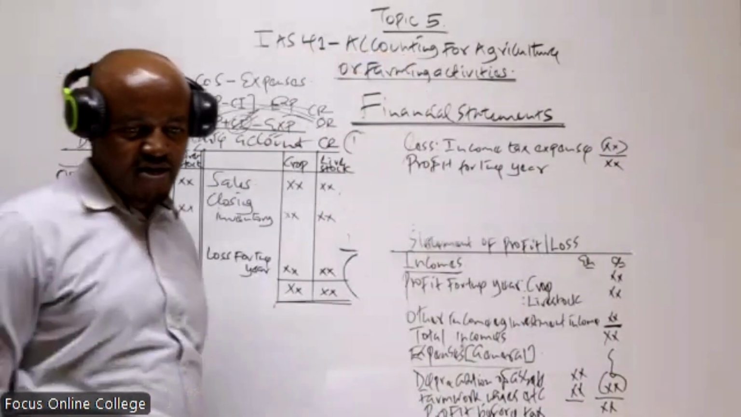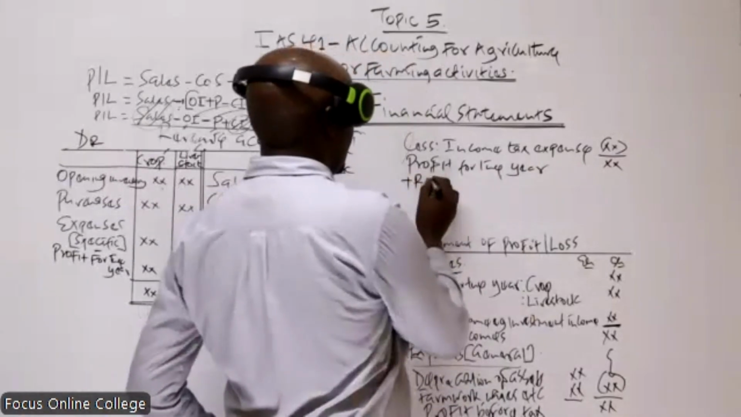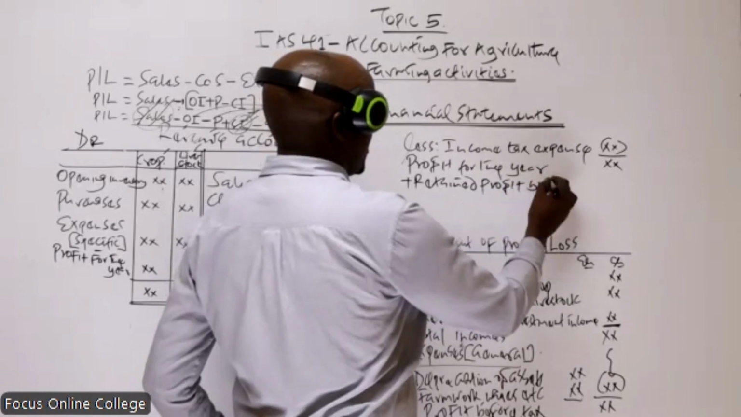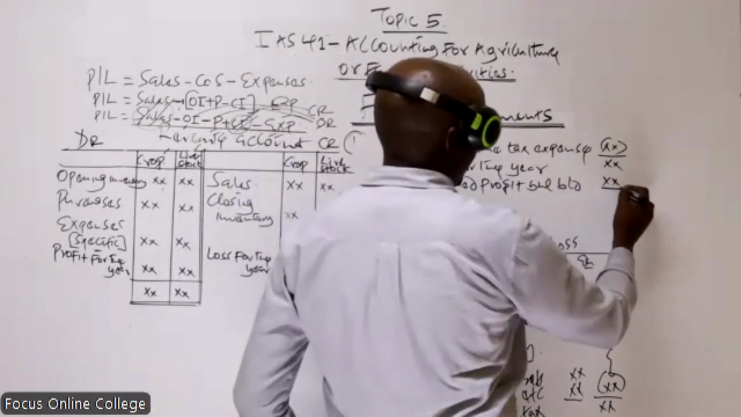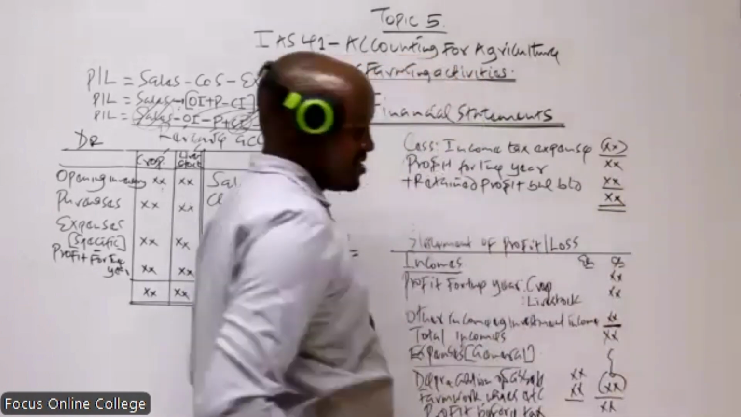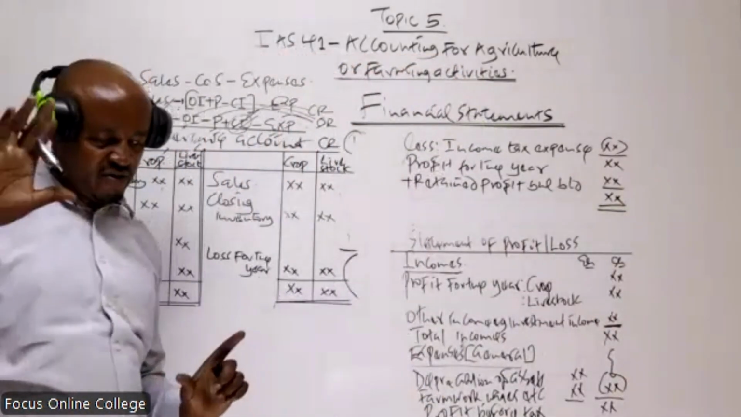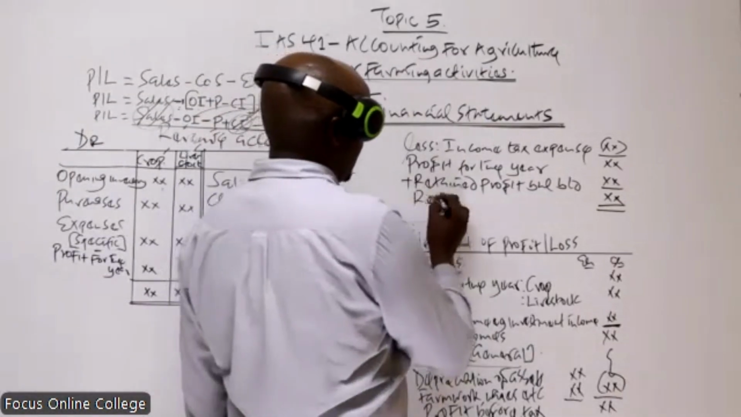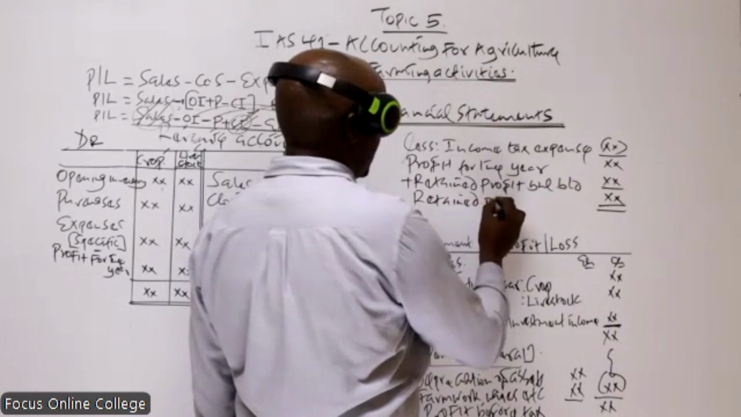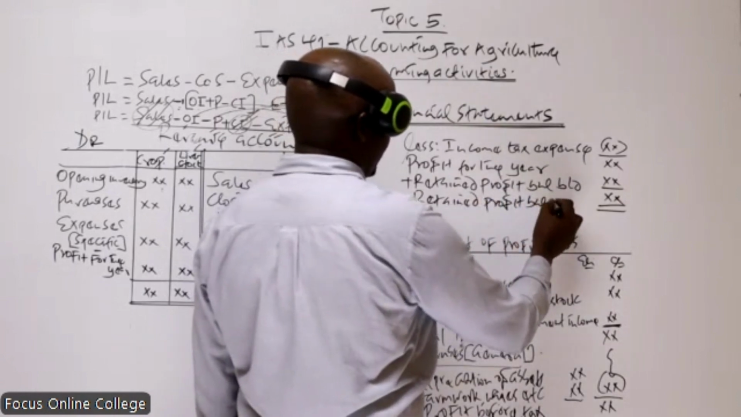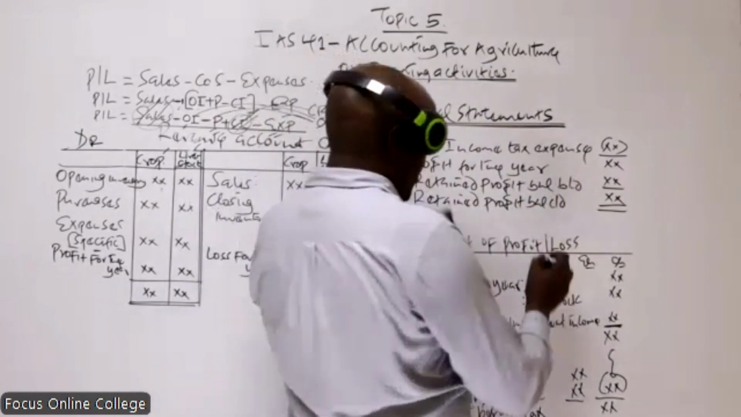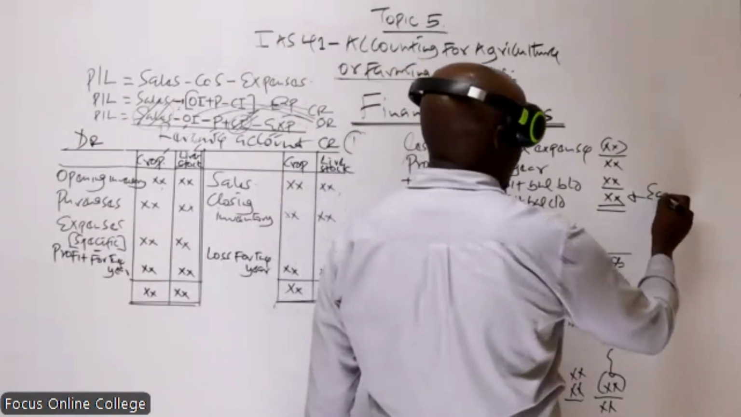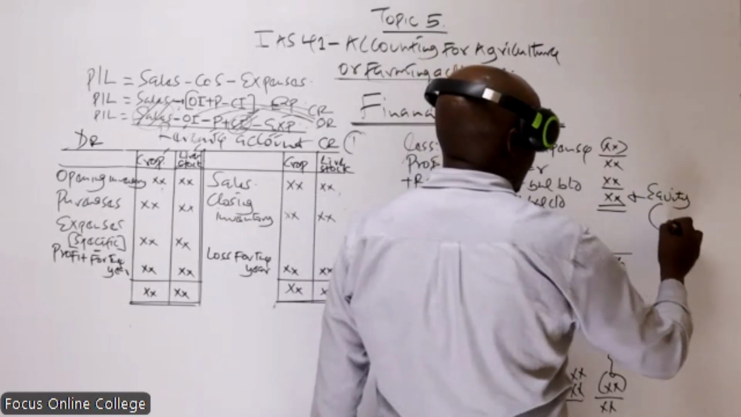So to this profit for the year, there is something we add here, and that is the retained profit balance brought down. So this is the retained profit from the previous year. And then we get something called the retained profit balance carried down.